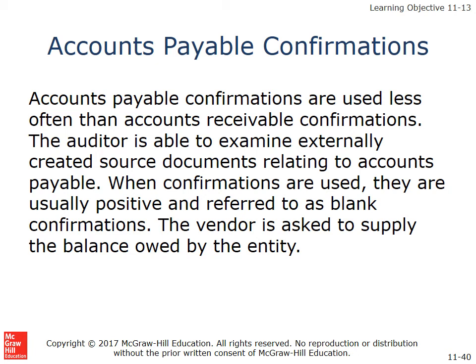Another item used during the substantive test are accounts payable confirmations, just like accounts receivables have confirmations. Accounts payable confirmations are used less often than accounts receivables. They're usually a positive confirmation, referred to as blank confirmations. The vendor is just asked to supply the balance owed by the entity.